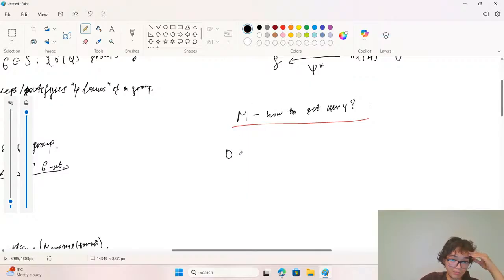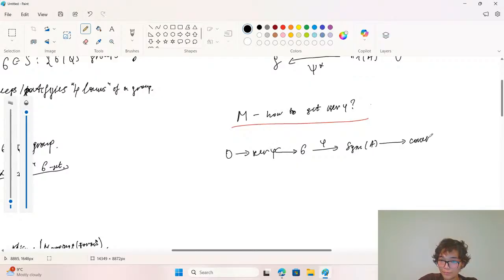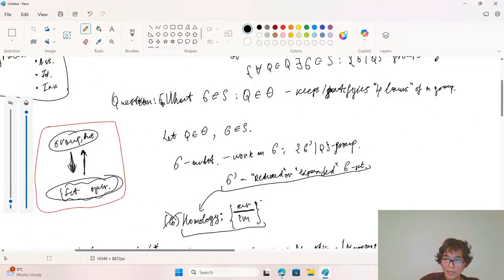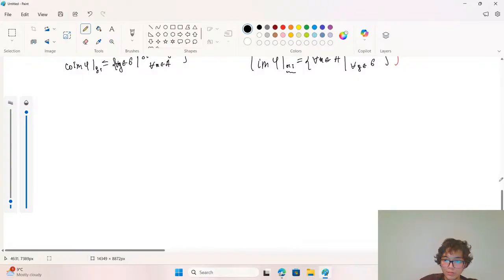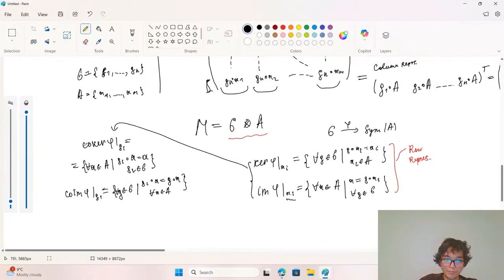I can say the sequence 0, kernel, and the inclusion in G, which in geometry or topology is called an embedding, and then phi to the symmetry of A, the permutation group of set A, and then to the co-kernel of phi, going surjectively to the co-kernel.